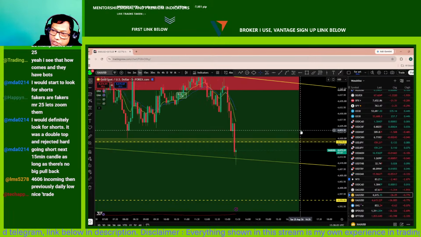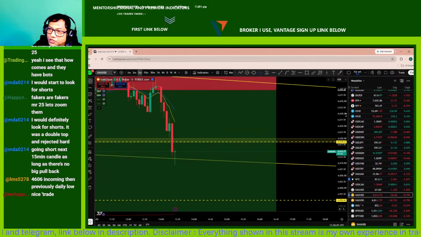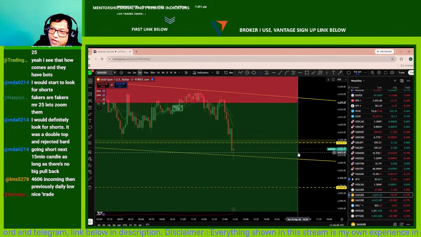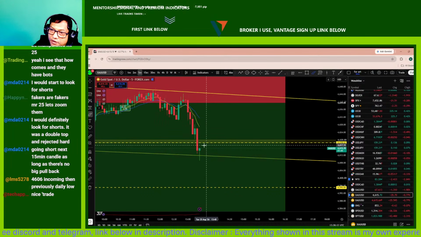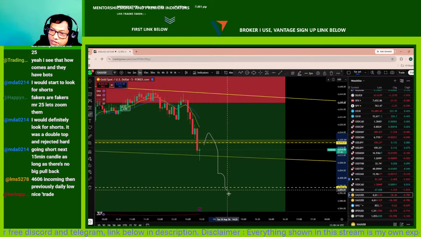Okay, this is 5 minutes price action. Once we see the market break here, that will give us that selling pressure here.